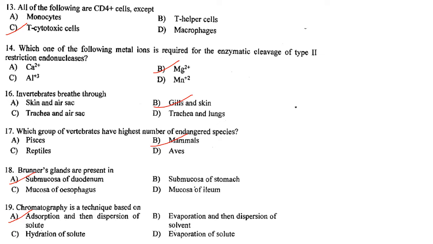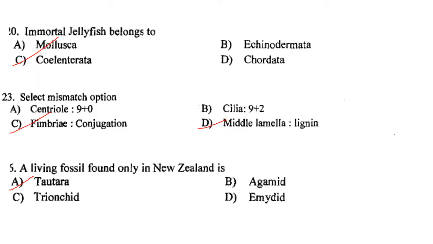Then chromatography is a technique based on, it is based on adsorption and then dispersion of solute. Answer is option A. Then immortal jellyfish belongs to. So it belongs to Coelenterata. Answer is option C.